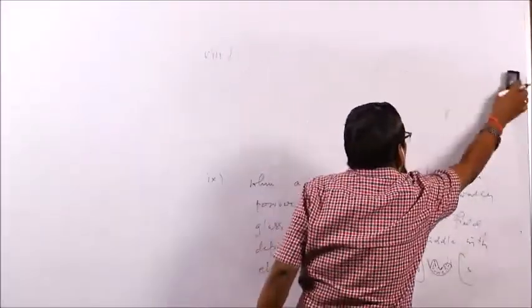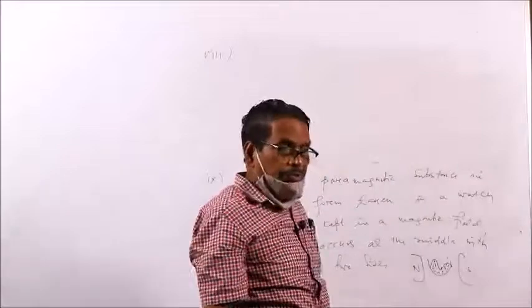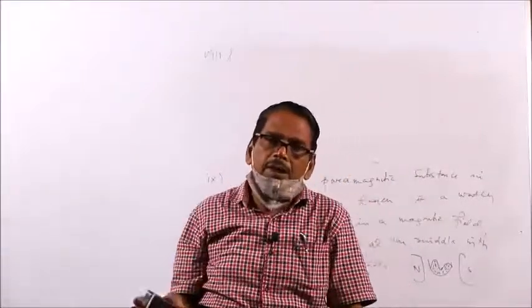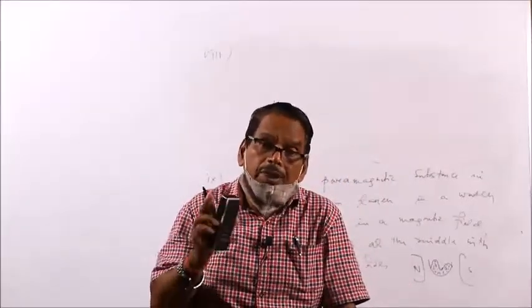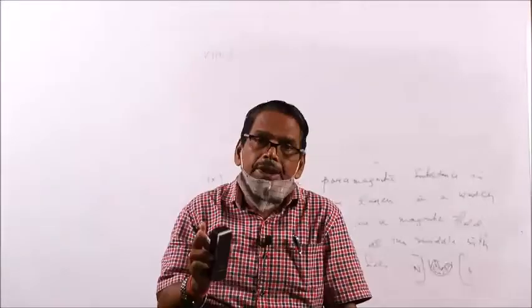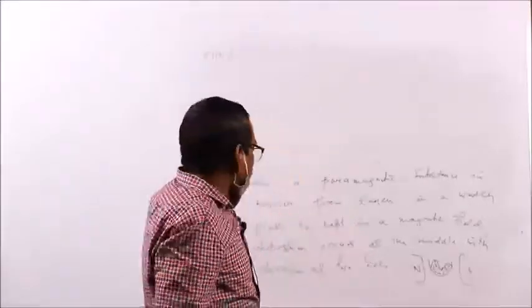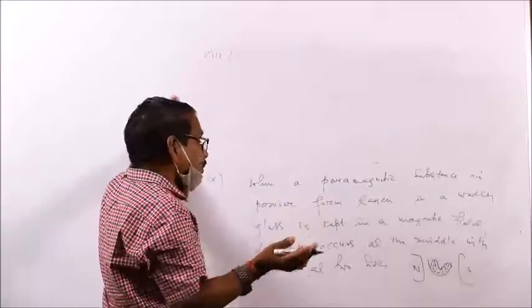If you take a paramagnetic substance in liquid form in a U tube and keep it in a magnetic field, elevation of the liquid column will take place inside the limb in the magnetic field. Just opposite of diamagnetic substance.